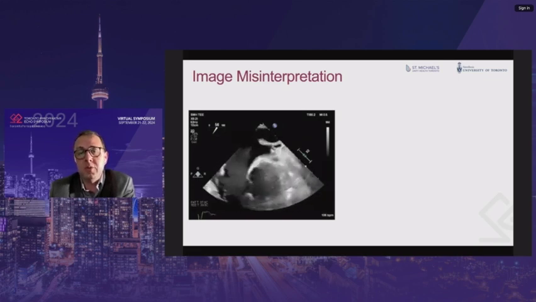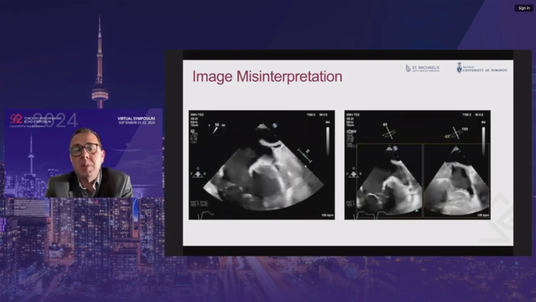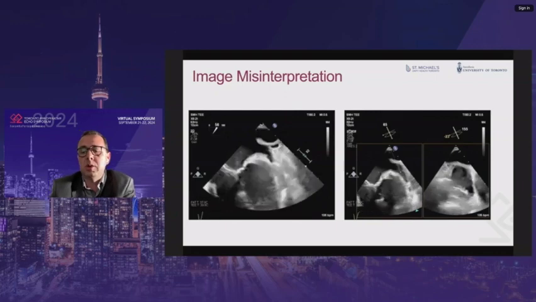It's better if you stop and do a comprehensive examination. In this case, we saw that this image on the left was actually pectinate muscles from the left atrial appendage. So we finished the echo, the patient had the cardioversion and went home on the same day.